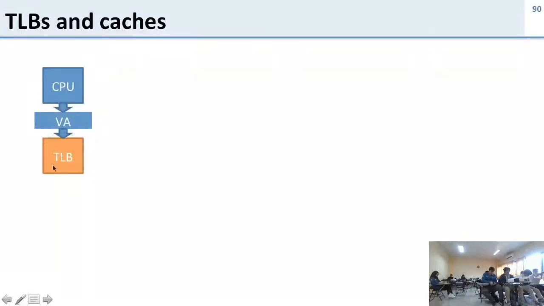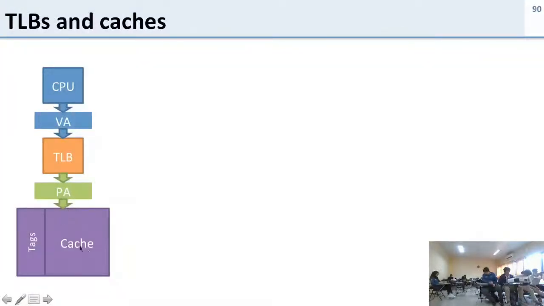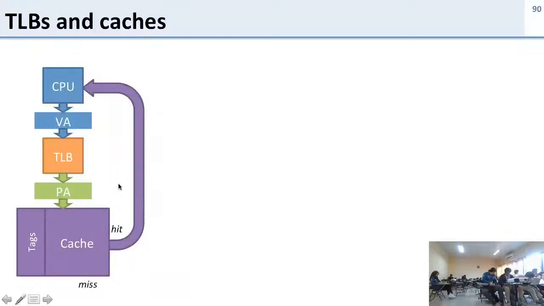We can take that virtual address, put it into the TLB, and we'll get out a physical address. Then we can take that physical address, put it into our cache, and if we're lucky we get a hit and we return it to the CPU. If we're not lucky we get a miss and we go to our memory. So this is the straightforward way to do it. First we do our translation, then we do our cache lookup.